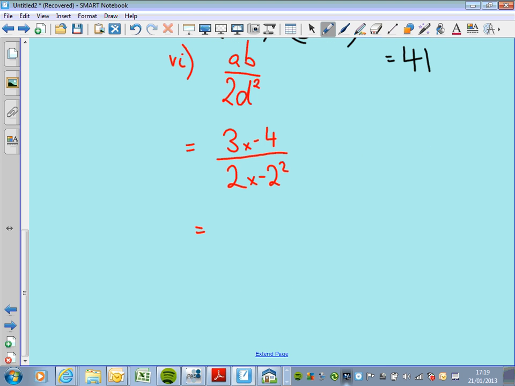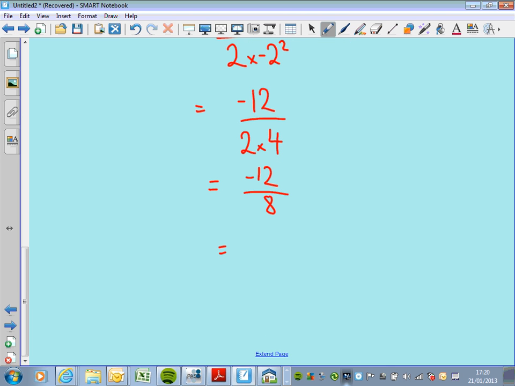Right, let's work out the top first. 3 times minus 4 is minus 12, right? Positive times a negative. And on the bottom, what are we going to do first? The multiplying or the indices? Well done. The indices. We're going to do minus 2 squared first. Minus 2 times minus 2, well, 2 2s are 4. A negative times a negative is positive, so minus 2 squared is 4. So that gives us that. Minus 12 over, 2 4s are 8. Let's keep going. Minus 12 over 8.